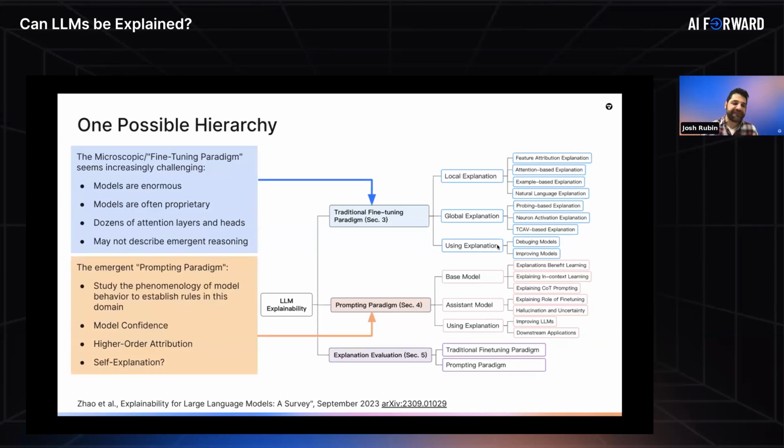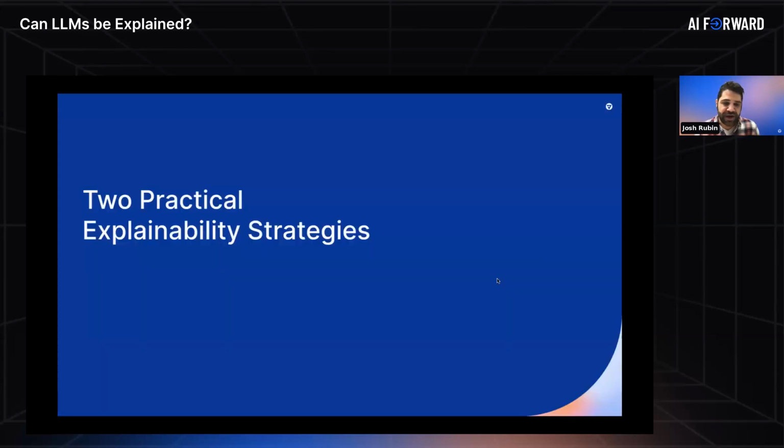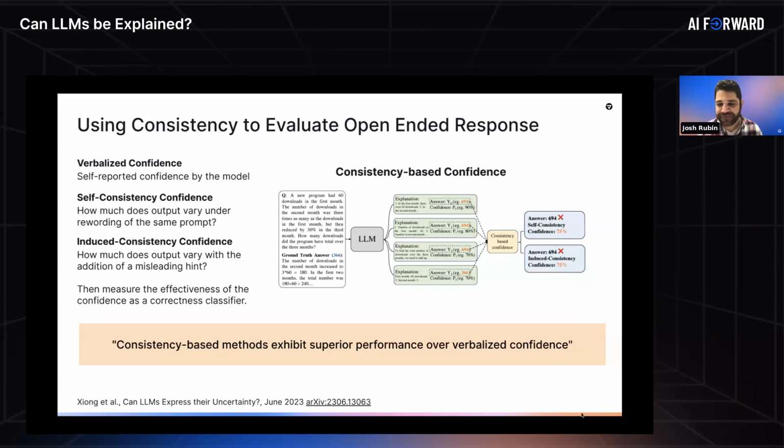So, let's study the phenomenology of model behavior and establish the rules in this domain. I'll talk about model confidence for understanding hallucinations, higher order attribution, and then I'll dive into a thing about self-explanation. So here we go. This is going to be the total other end of the spectrum from the Anthropic and OpenAI research. These are two practical explainability strategies that we're playing with now in Fiddler.